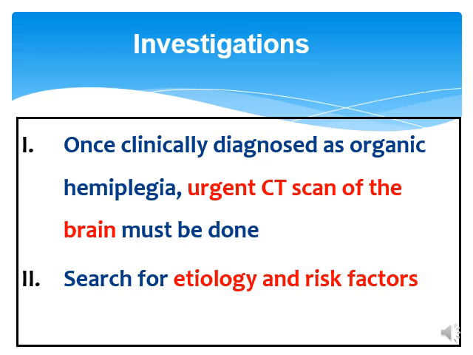Search for the etiology and risk factors. First of all, you have to clinically diagnose, and after that radiologically diagnose, at the same time. Don't waste time. Once suspected, go directly to the CT scan. The computerized tomography scan of the brain is the most important investigation for every patient with suspected stroke. Then search for the etiology and risk factors. This is not at the time of doing the CT scan. You can withdraw blood and take it for lab investigations.